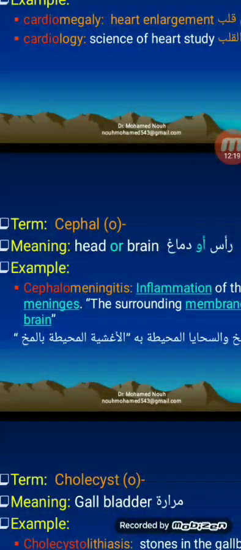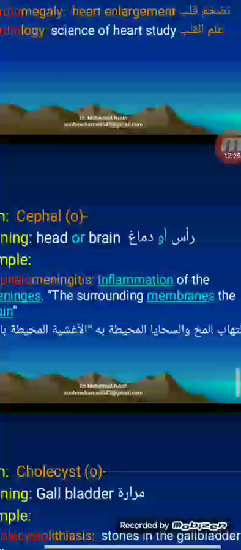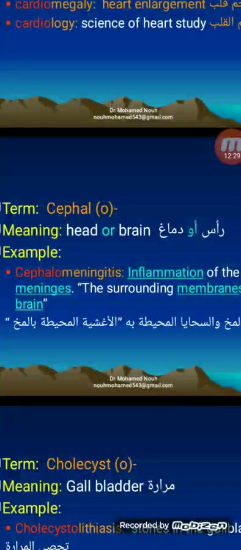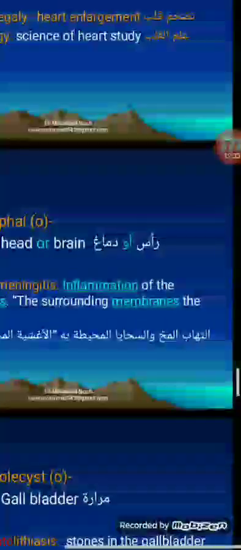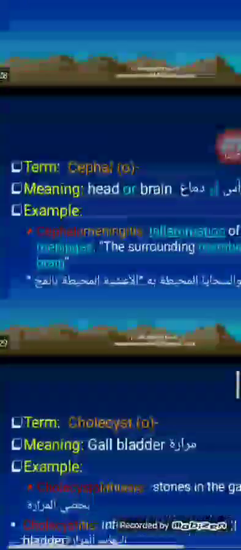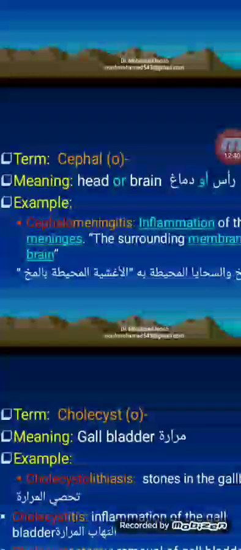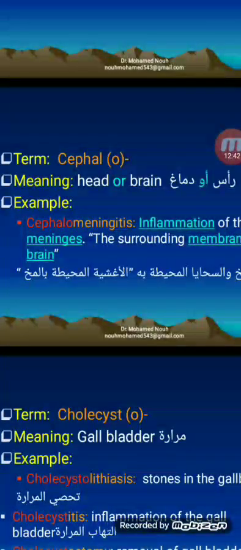Cephalo means head or brain. Cephalomeningitis, inflammation of the meninges. What are the meninges? This covering of the brain are called meninges, surrounding the membranes of the brain and spinal cord also. Spinal cord هو النخاع الشوكي والبرين هو المخ.